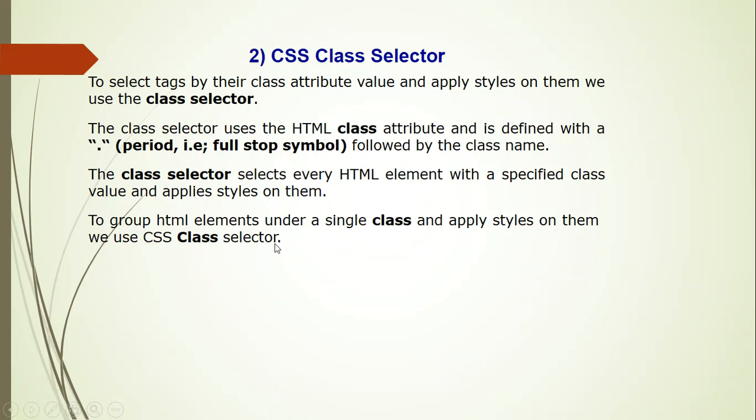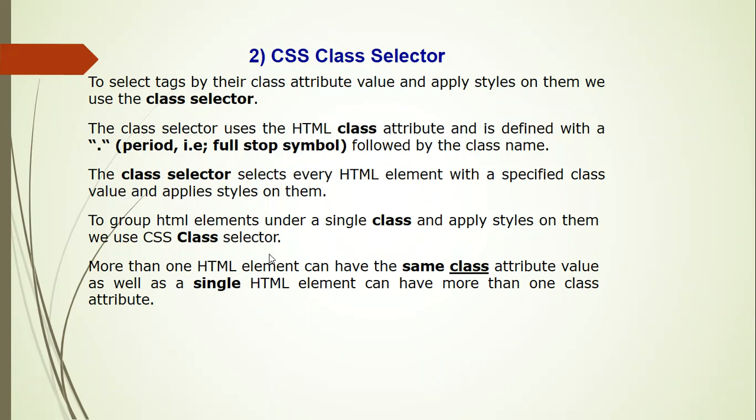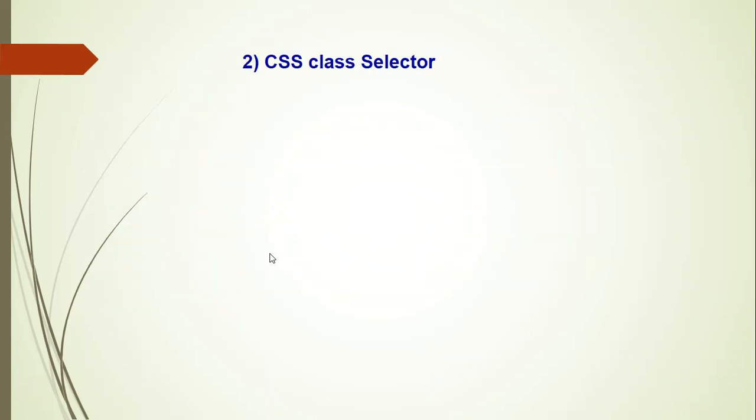We can group these HTML elements under a single class, and we can apply styles on them. So what will be the basic syntax? Still, if it is confusing, we'll understand. What is the basic syntax to apply these class selectors? The syntax is the same, the general CSS syntax, selector and declaration, correct? But in the case of classes, as I said, when we are calling, the selector will become the name of a class. Observe now. Okay.